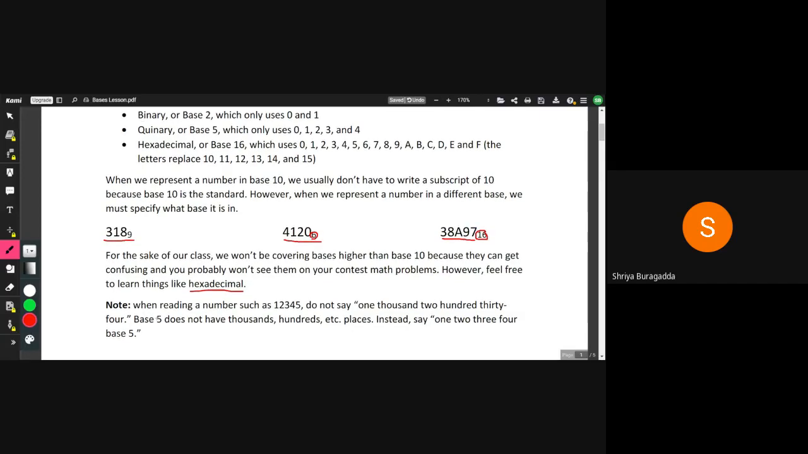And one thing to note is that, let's say you're reading a number that, okay, the 5 is supposed to be in subscript, but if you're reading this number right here, don't say 1234, because base 5 doesn't have the standard thousands, hundreds, tens, ones places. Just say 1, 2, 3, 4 and base 5 at the end.